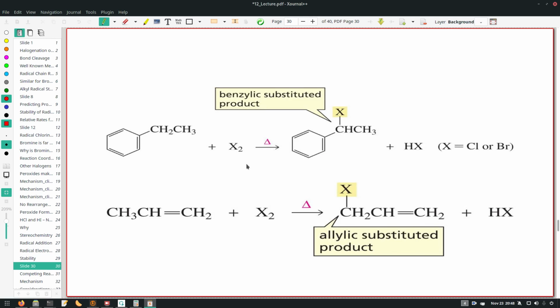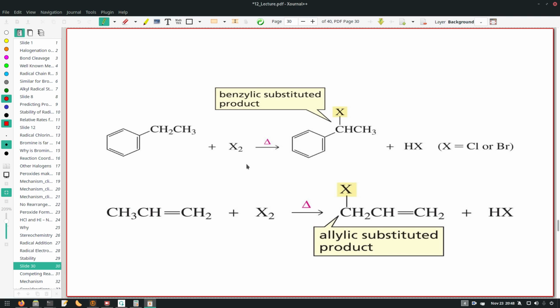All right, what I mean by that is if I take a halogen and use my heat or my light, I can get free radical addition to the benzylic or the allylic position. This would be very easy to predict based on what we just saw. Those radicals that would have been created in those propagation steps would have been very stable. So we wouldn't have to worry about any mixtures here.